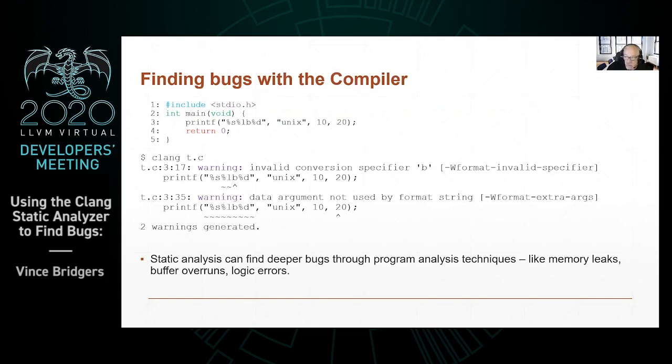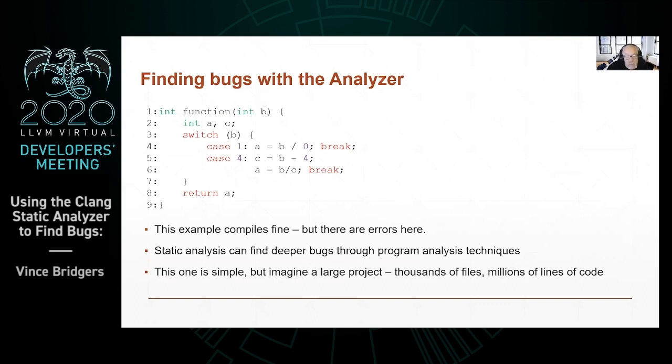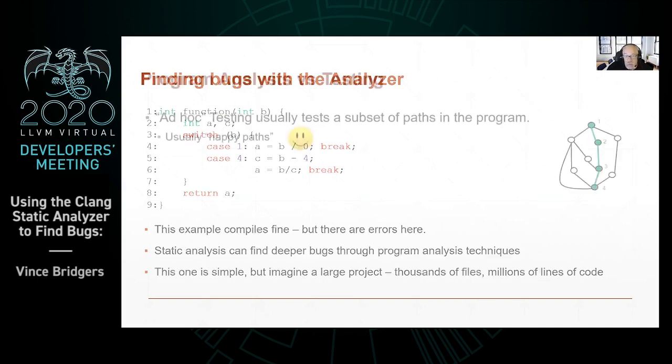So let's look at an example of that. This specific example compiles just fine with no diagnostic errors. Actually, there's one, but there's actually 2 other bugs here that a diagnostic cannot find and that need to be found with the static analyzer. So you can find deeper bugs here through program analysis techniques. This one is simple, but imagine a very large project, thousands of files, millions of lines of code. This is where you need some sort of tool to help you.